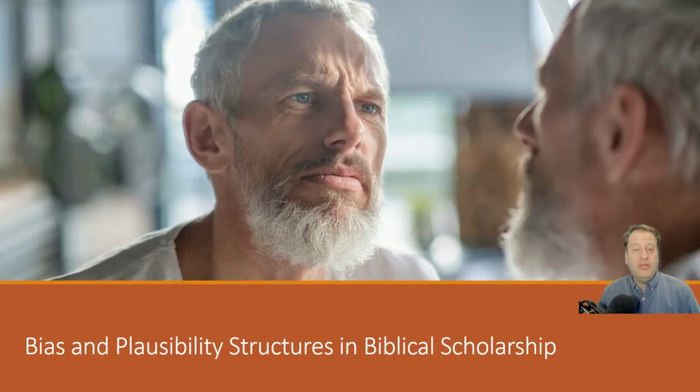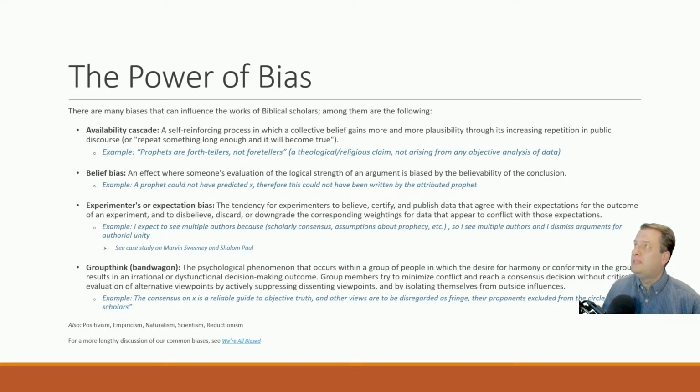Welcome to part 3 of our presentation on the authorship of Isaiah. We're going to talk about bias and plausibility structures in biblical scholarship. And let's begin by talking about the power of bias. There are many biases that influence the works of biblical scholars. Among them are the following.